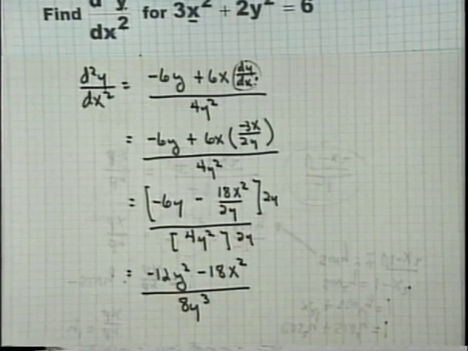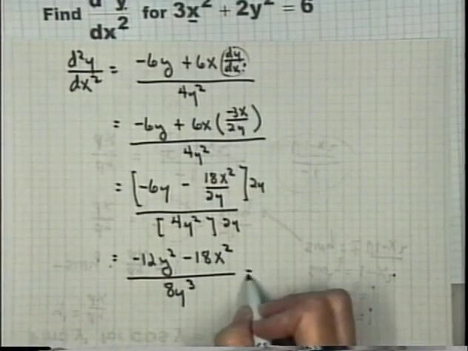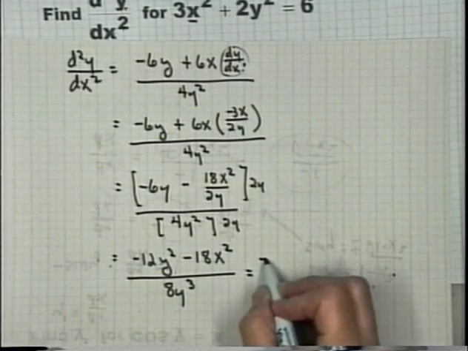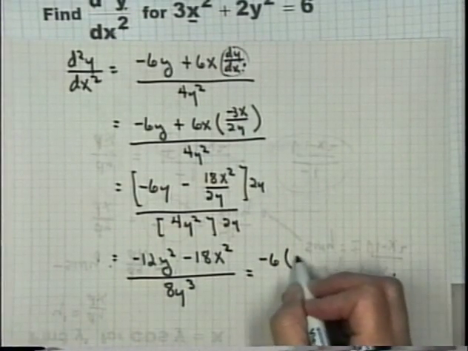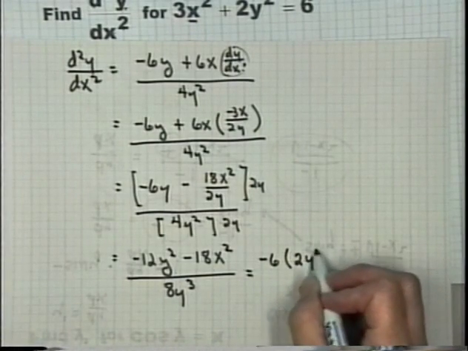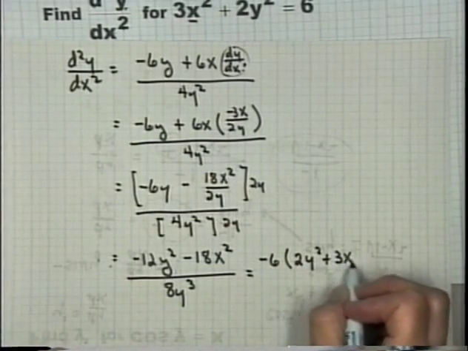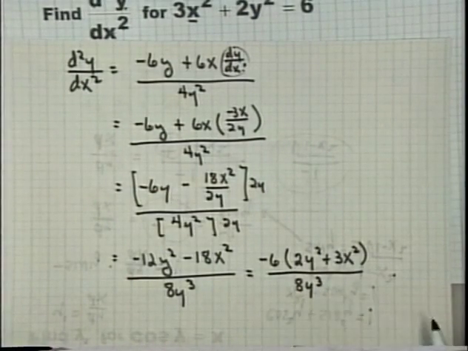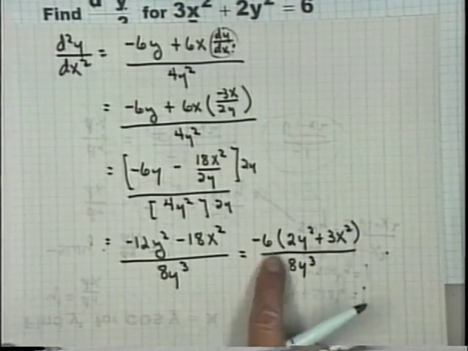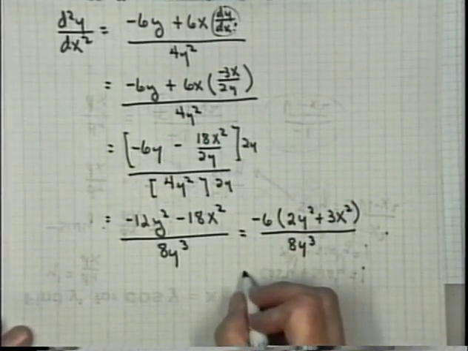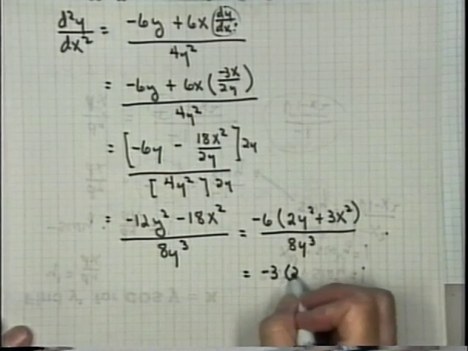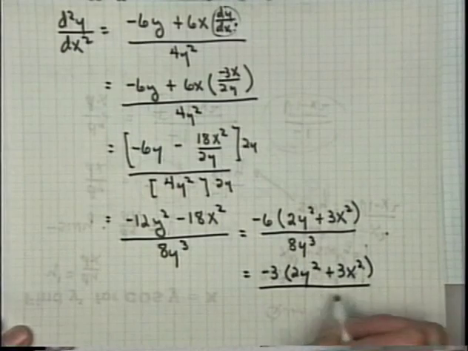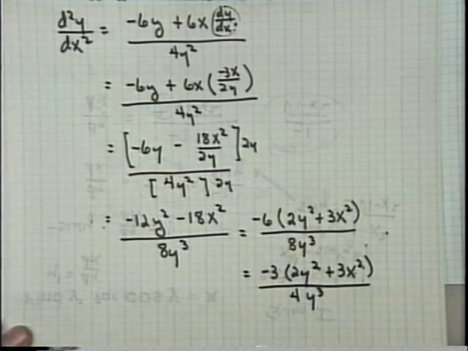Okay? Now, we can do just a little bit of reducing here. Between the negative 12 and the negative 18, we have a common factor of negative 6, don't we? So let's pull that out. We'll have a 2y squared plus 3x squared. This is over 8y cubed. Now, we can reduce the 6 and the 8. So we'll divide those by 2. Negative 3 times 2y squared plus 3x squared over 4y cubed.